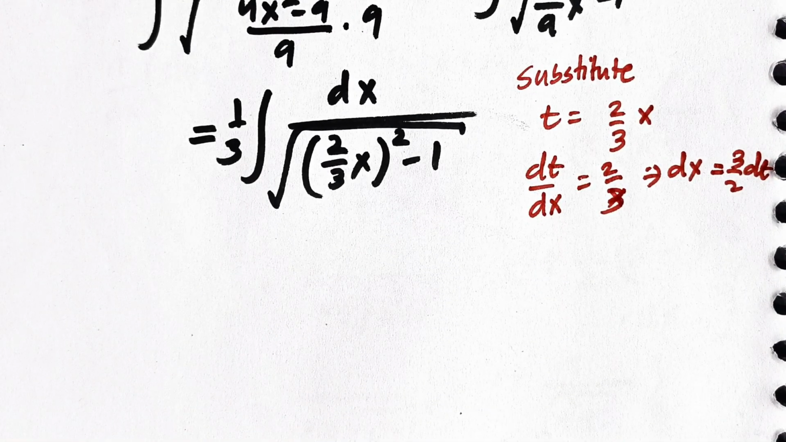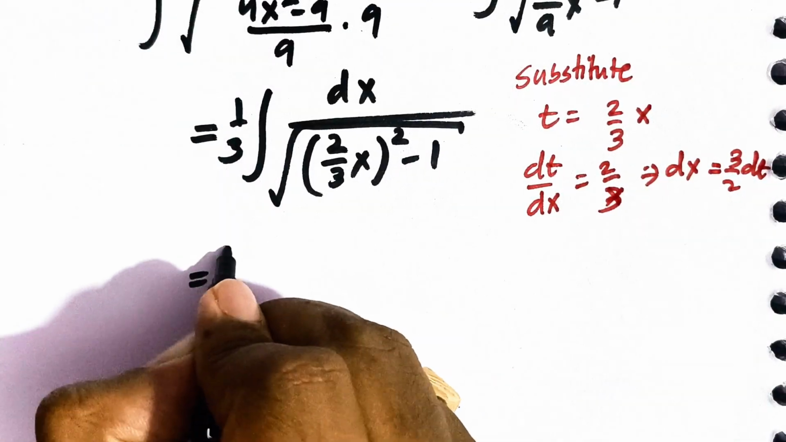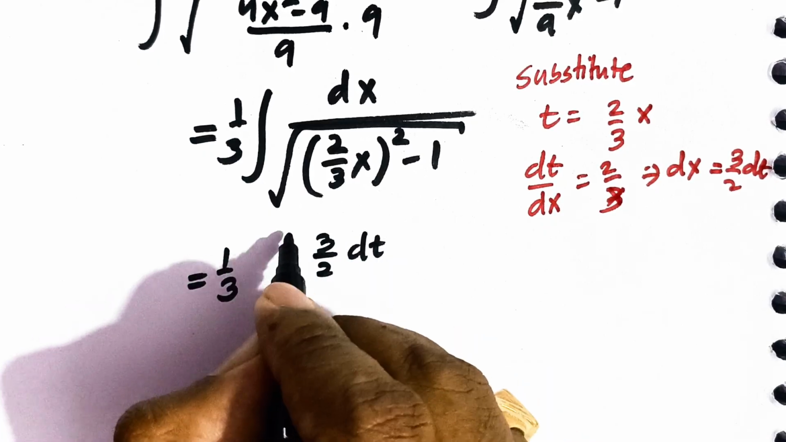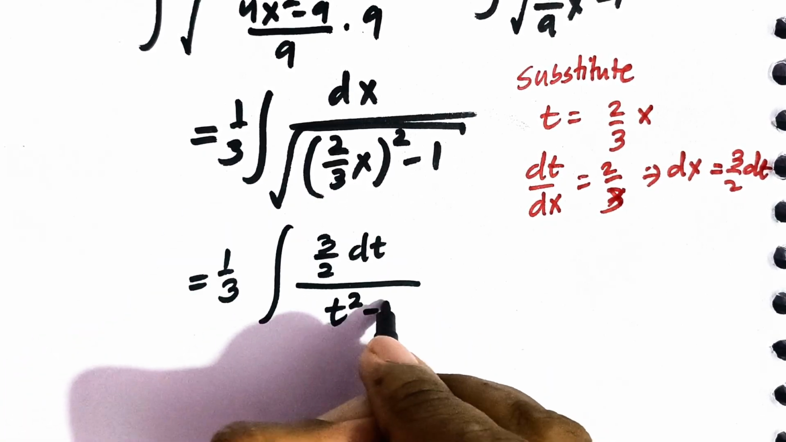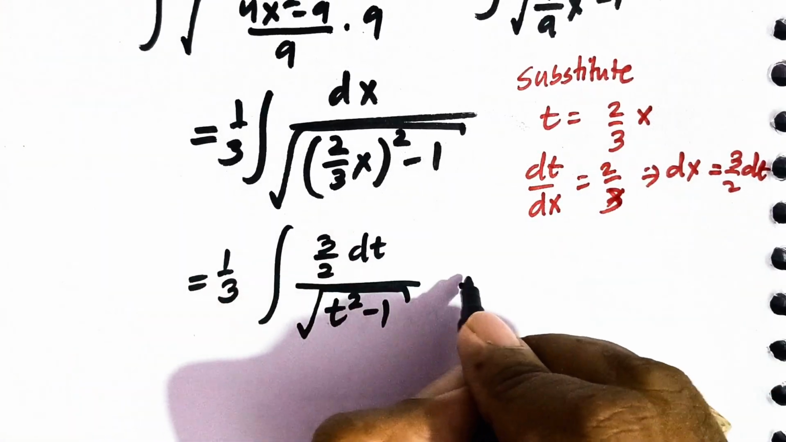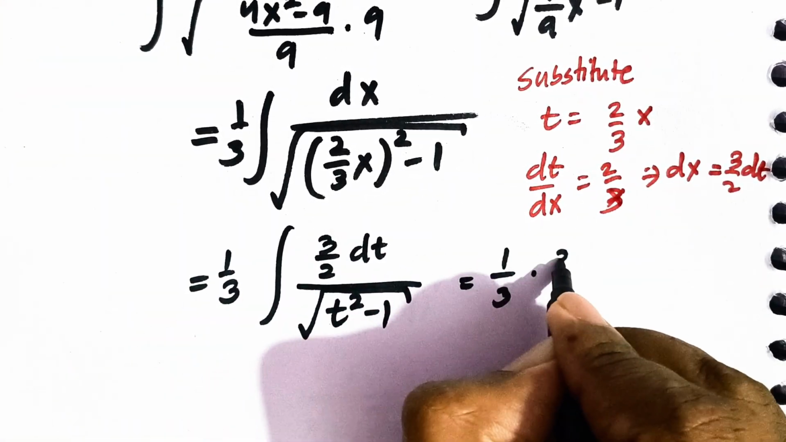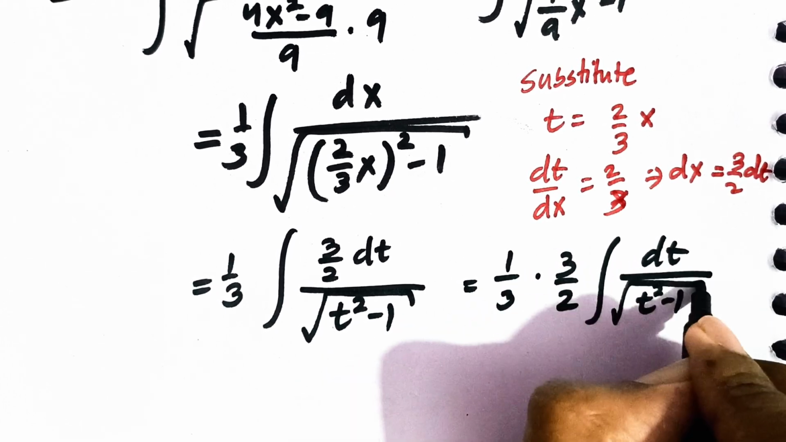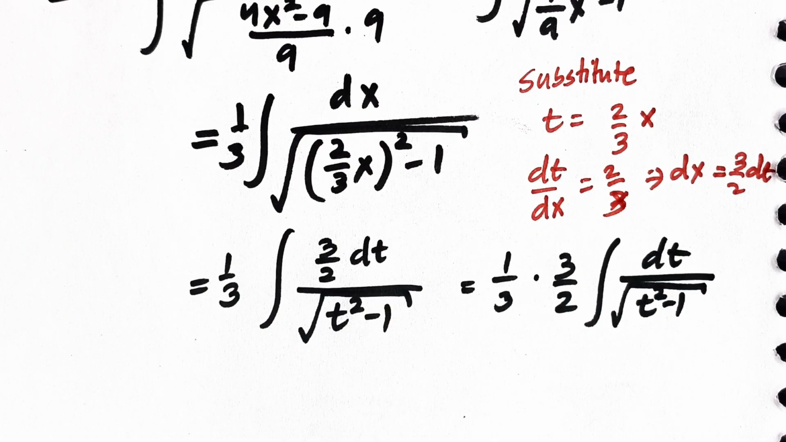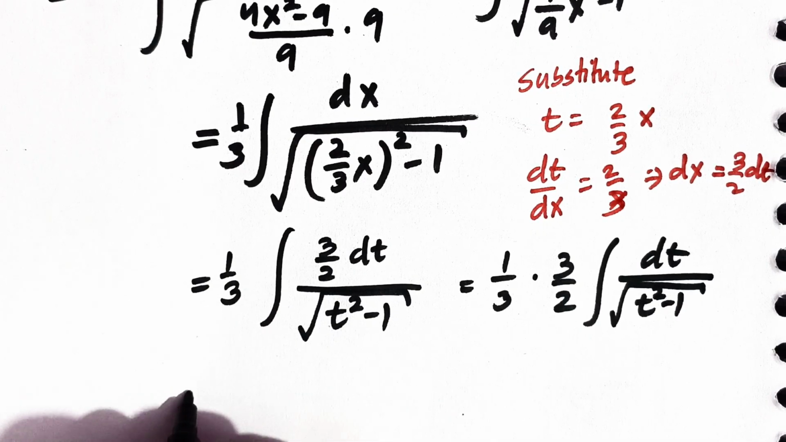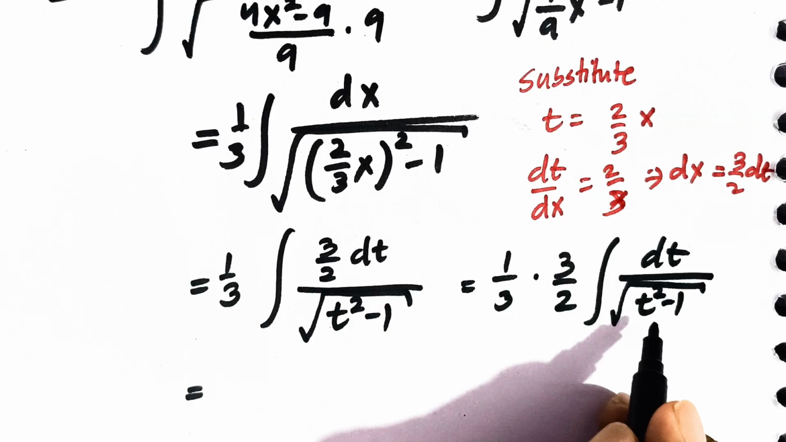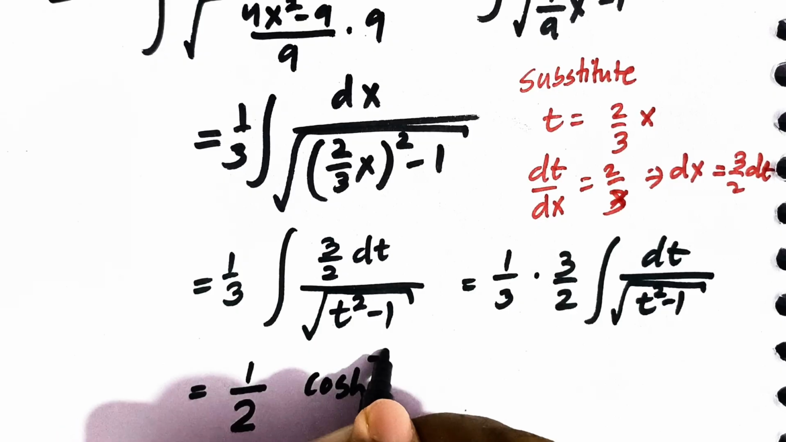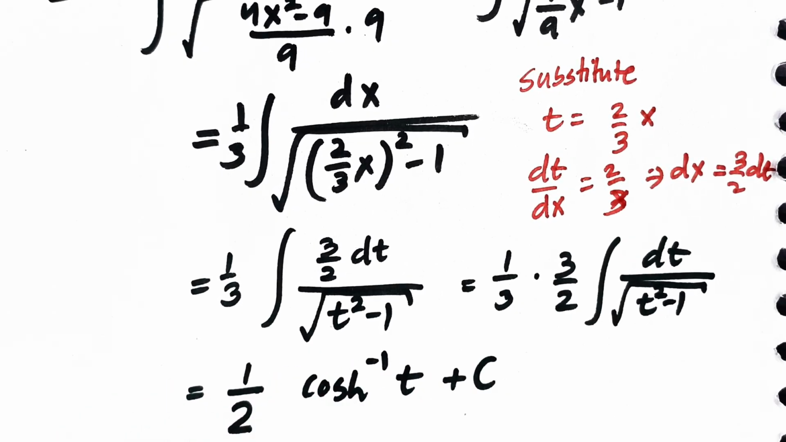So we have our integration as 1 over 3, dx is 3 over 2 dt. Here we have square root of t square minus 1. You can take 3 over 2 outside. This is just a constant. So our integration is just dt over square root of t square minus 1. The integration of 1 over square root of x square minus 1 is hyperbolic cosine inverse. So this is hyperbolic cosine inverse t. Our variable is t here. So here we have 1 over 2 hyperbolic cosine inverse t plus arbitrary constant c.